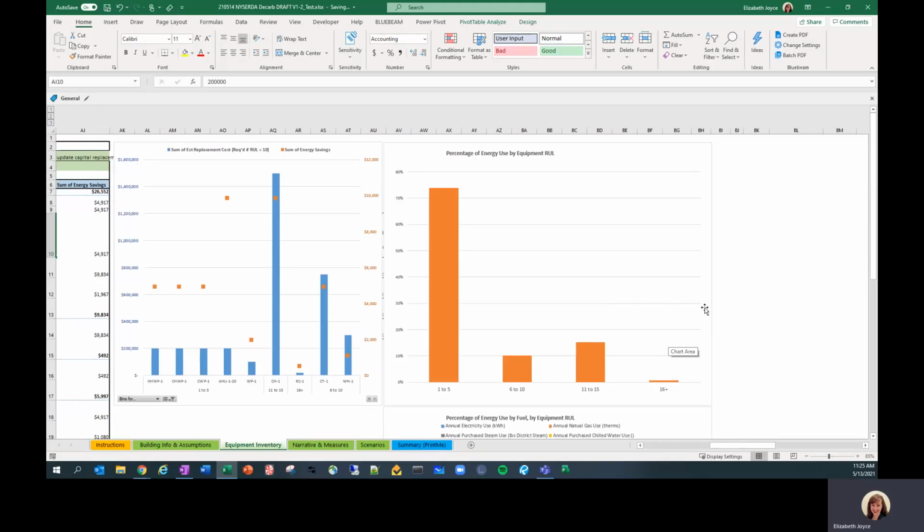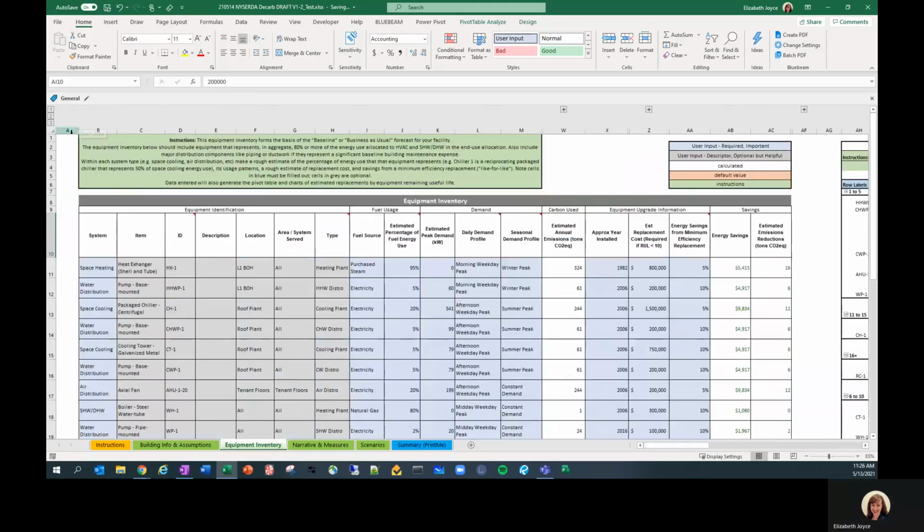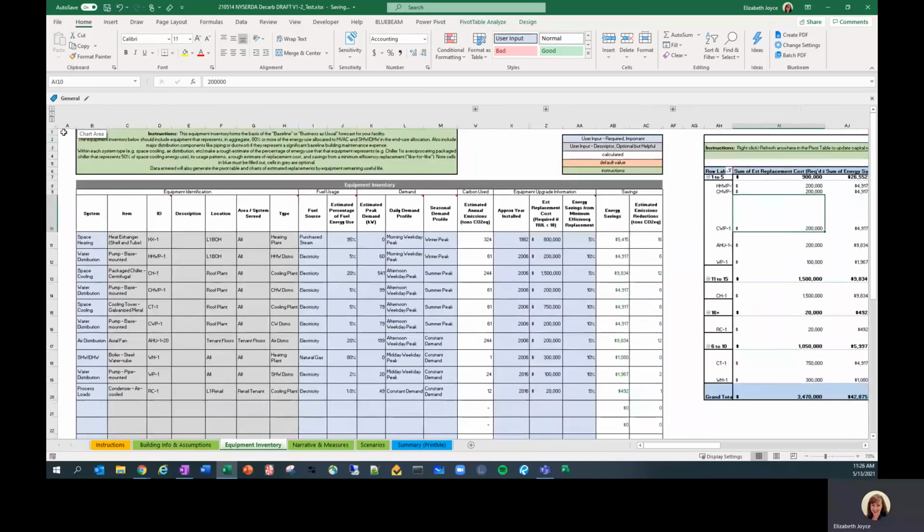So for example, with the test data that we have inserted here, you can see that a lot of energy at the facility is consumed by equipment that's going to need to be replaced fairly soon, even in a standard business as usual condition. And with that, we wrap up the equipment inventory tab.